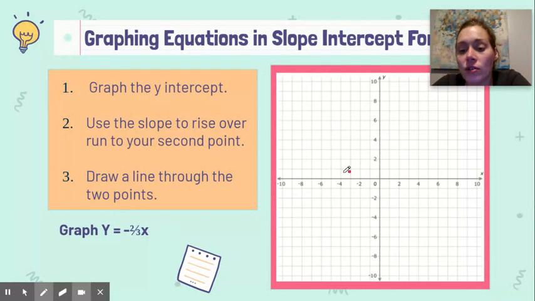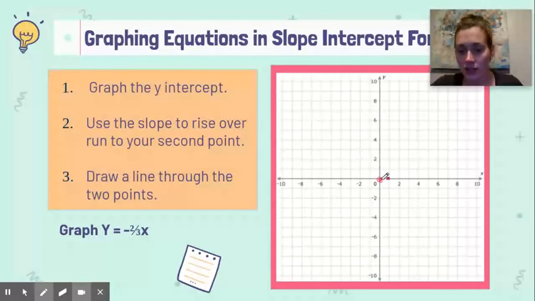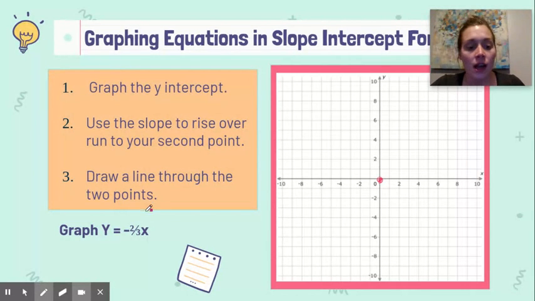So we just go to our y-axis and we're going to plot a point at 0. Okay, if there's no y-intercept, we start at 0 on the graph. And then we follow our slope. Here it says the slope is negative 2/3. It's already a fraction, so I don't need to put it over 1.